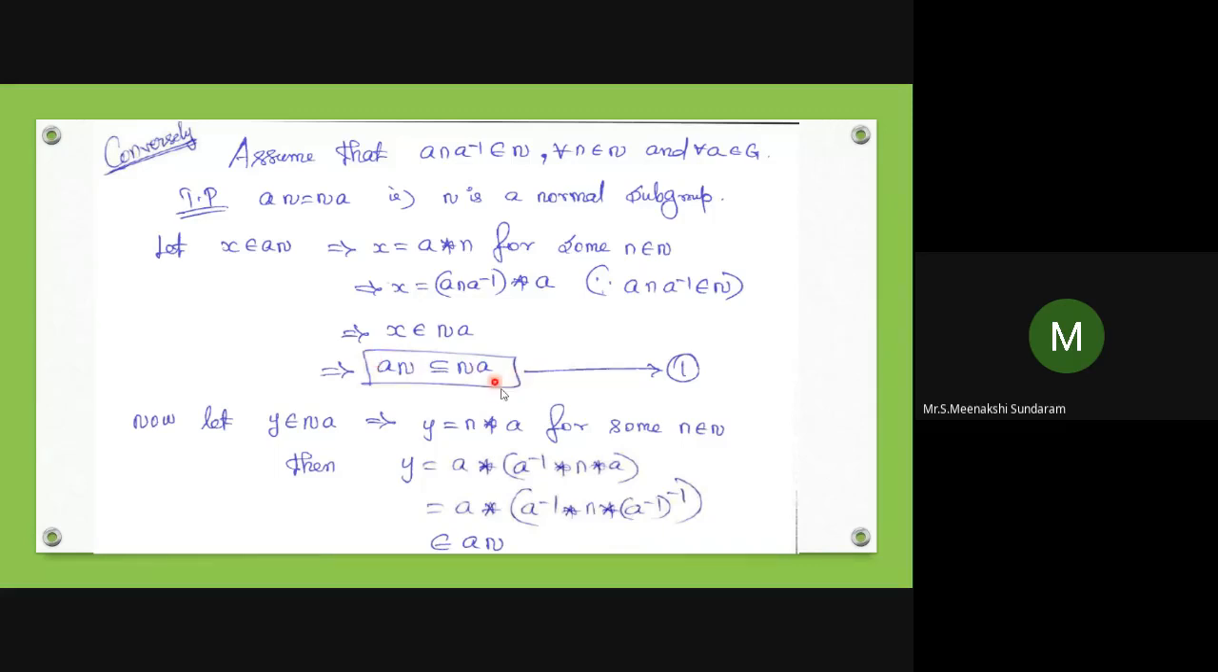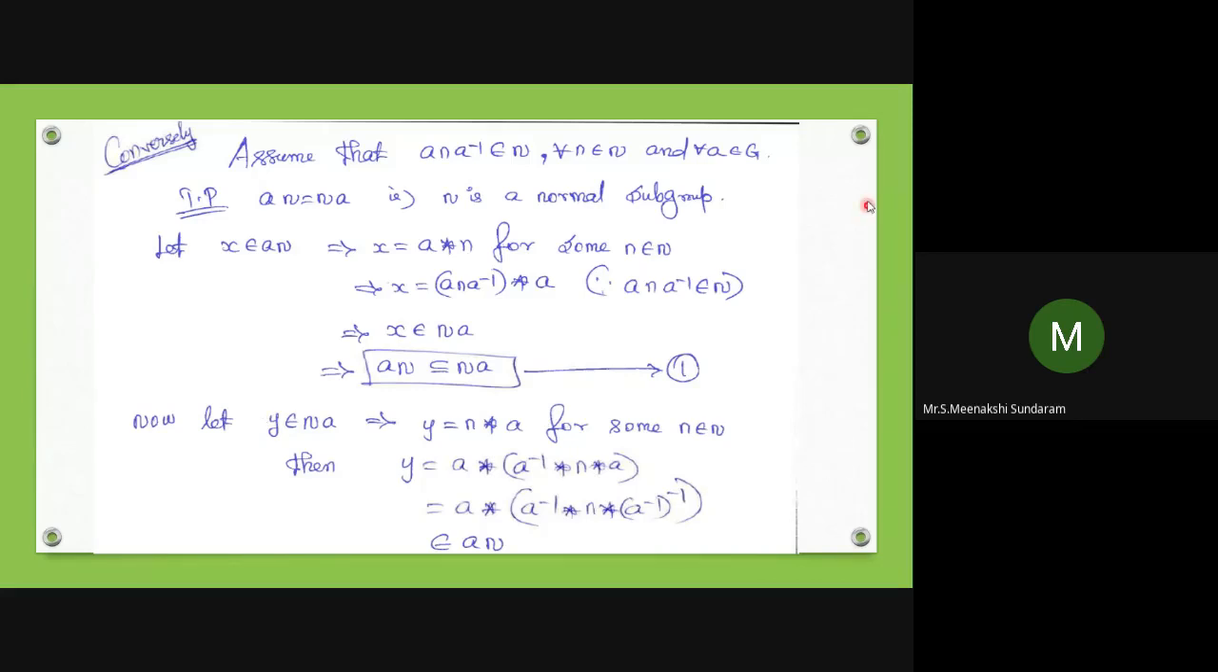So aN is a subset of Na. Similarly, you can take it as some element in the codomain. So RHS values are y belongs to Na. Now y can be expressed as n star a for some n belongs to capital N. Then y is equal to a star a inverse star n star a. So this can be expressed.